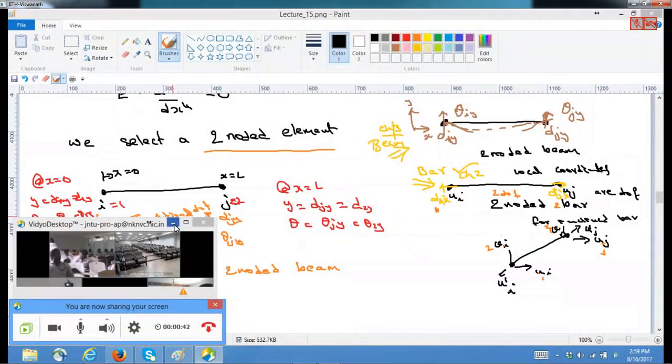For example, without any distributed load, in that case it is EI d4y by dx4 equals 0, and this is my given beam element. It has at every node 2 degrees of freedom. One is the transverse displacement and the transverse slope, whereas for a two-noded bar element, we have axial degrees of freedom, that is along the x direction. Here we have y direction as well as the slope. So that's how a bar element is different from the beam element.